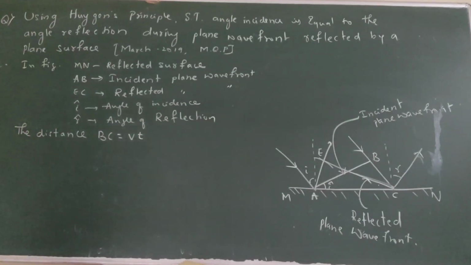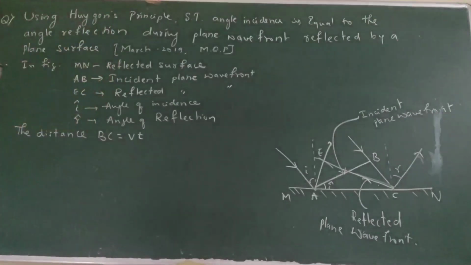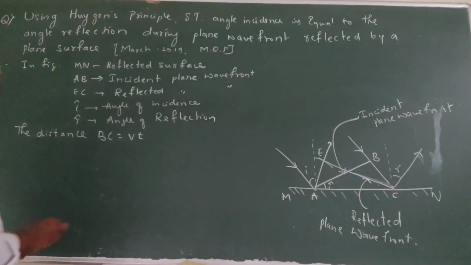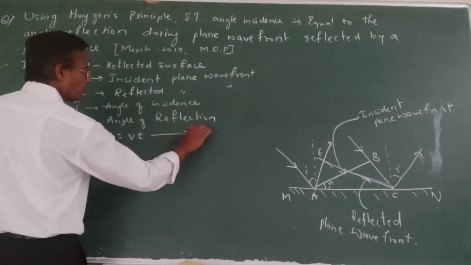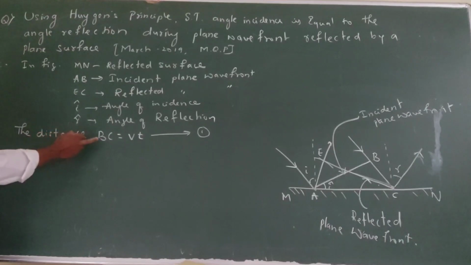Velocity of light into T. Now see, the distance BC equals VT. So this is the equation we are going to get from the incident wavefront.